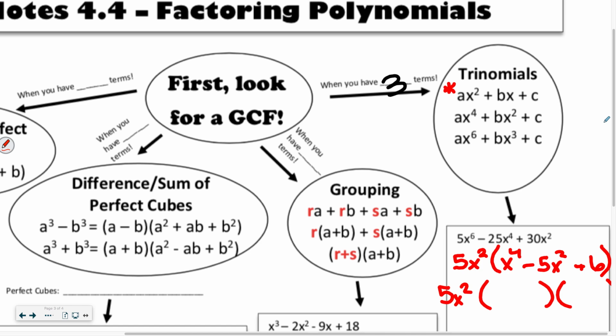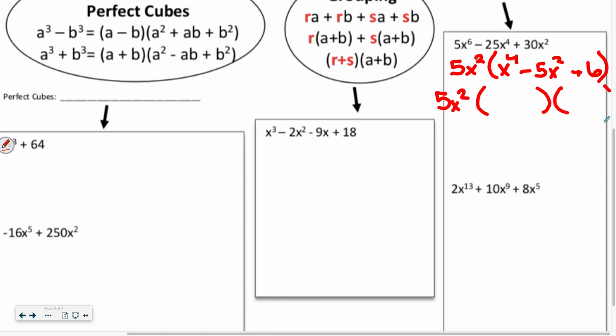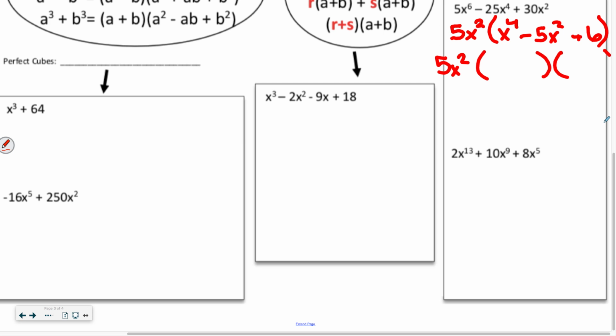Oops. I'm going to have two groups of parentheses. To figure out the first term in both groups of parentheses, what sort of things would I be multiplying together to get that x to the fourth? X squared times x squared. So my first terms are going to be x squared in both.